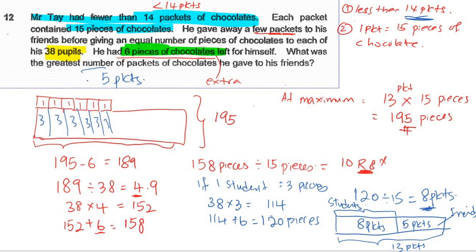Okay, why do I use 13 and not 12? Because it's asking for the greatest number of packets.